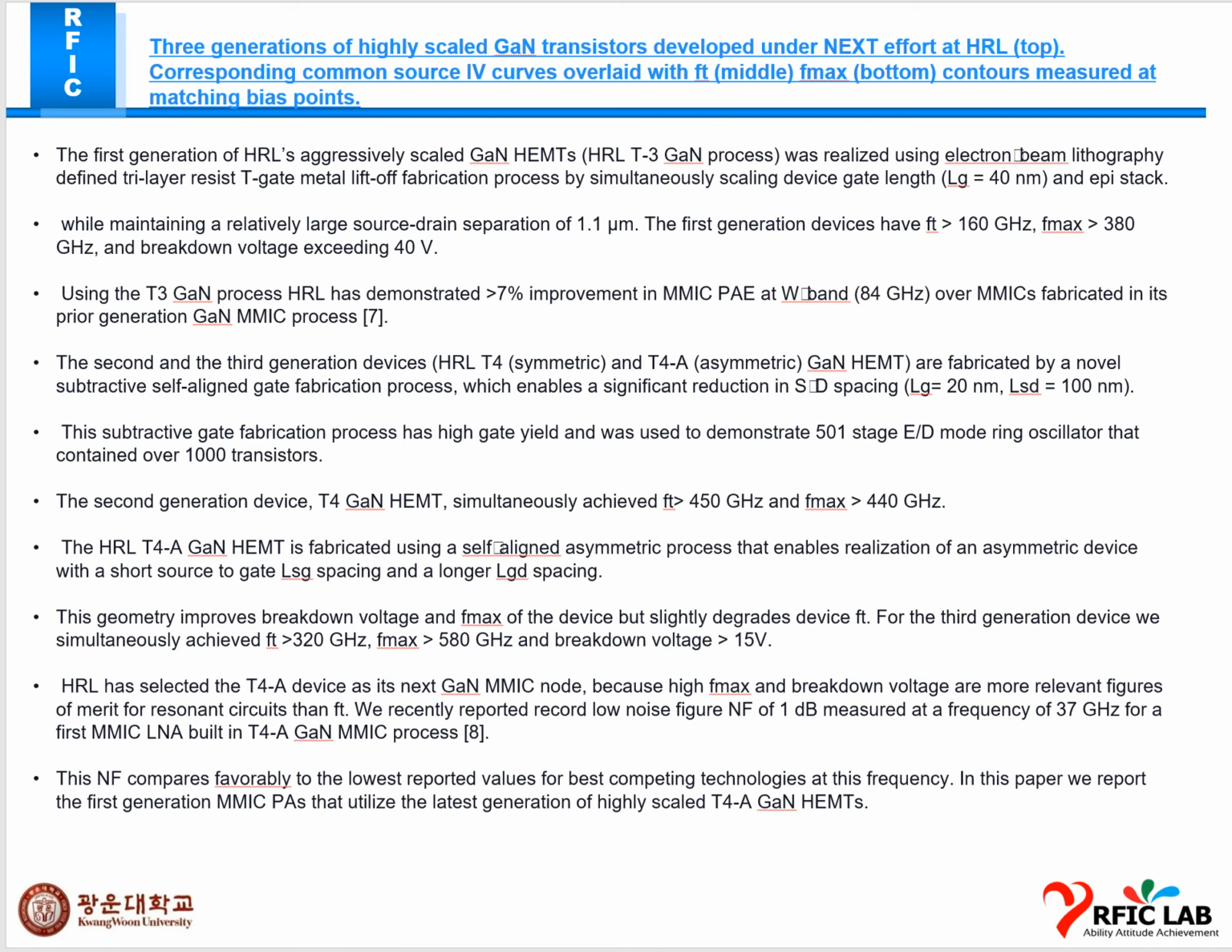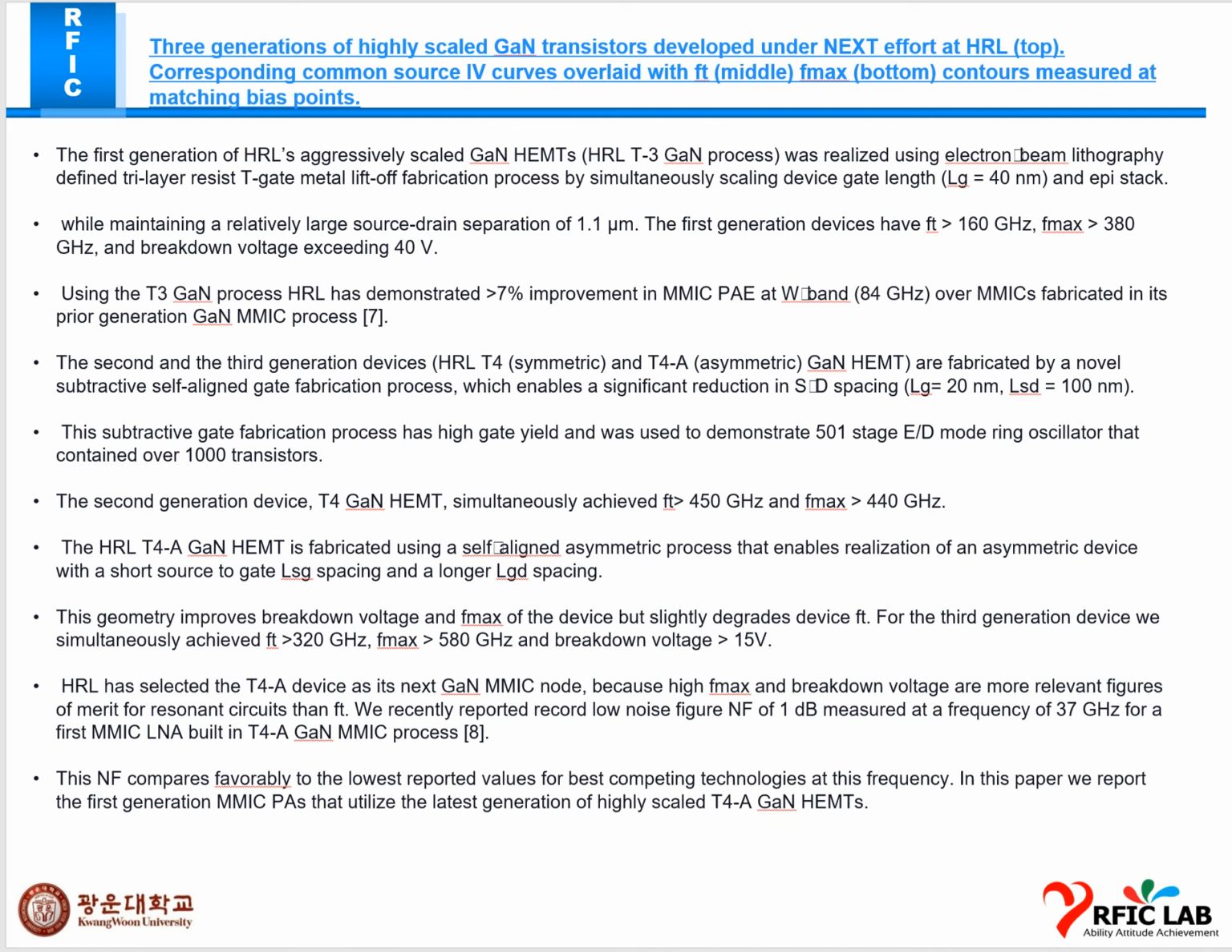And in this, T4A device is a next-gen MMIC node. High Fmax and breakdown voltage are more relevant, and the merit was a resonant circuit and a low noise figure of 1 dB measured at a frequency of 37 gigahertz in the first MMIC build. To compare this NF with the lowest reported values, the best competing technologies have been reported in this paper.